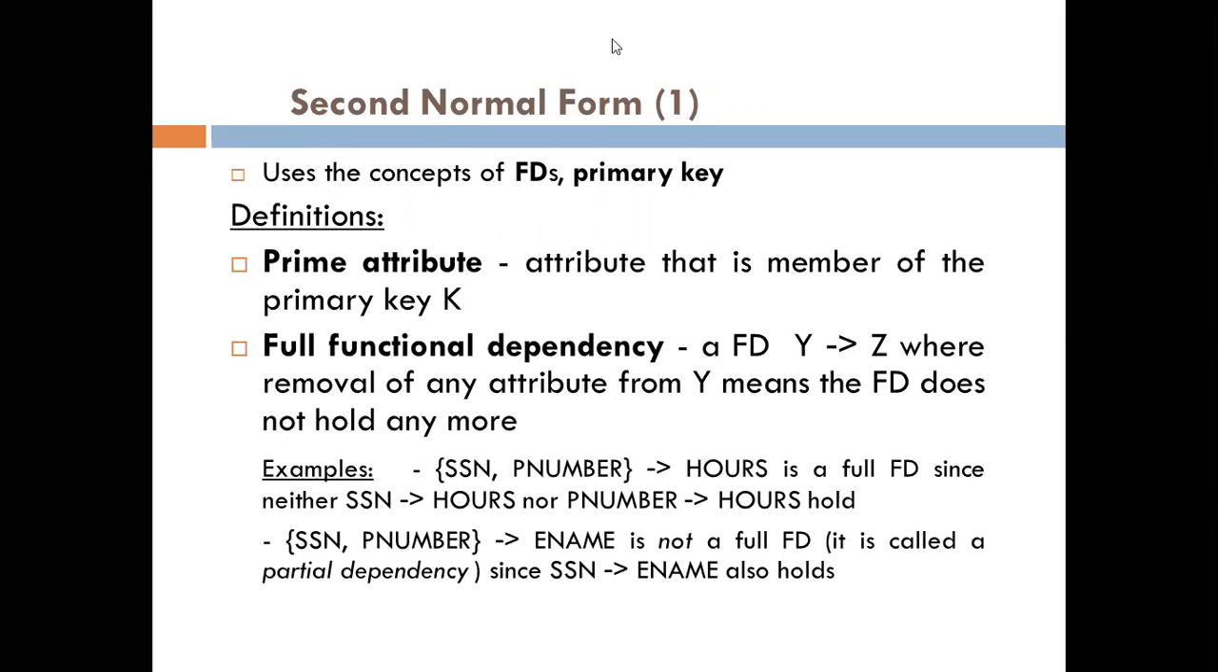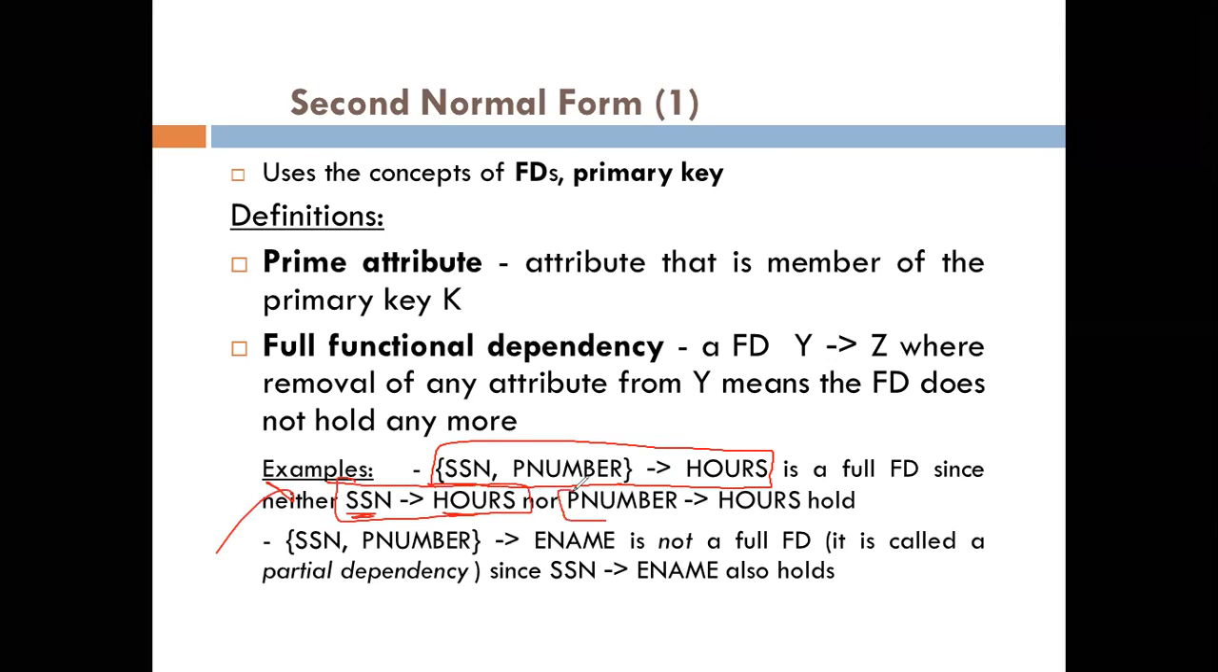So look at the examples. Let us discuss few functional dependencies. So this is one functional dependency, that is SSN and project number determining hours is a full functional dependency, since we cannot determine hours just based on SSN, because one employee can work on many projects. So how can we say hours is dependent just on SSN? So hours is dependent not just on SSN but also on a project number. So both should be there. So this functional dependency doesn't hold.